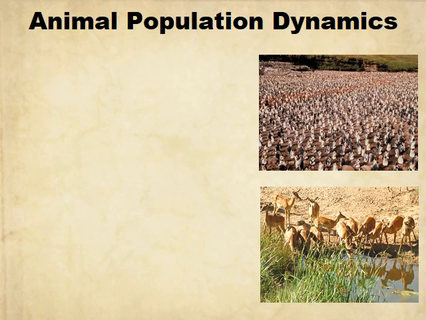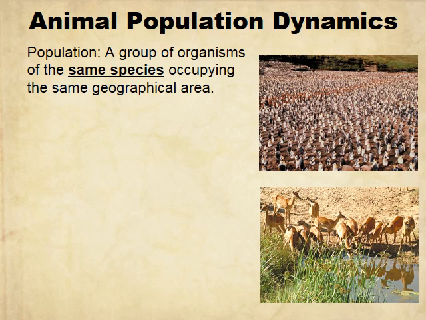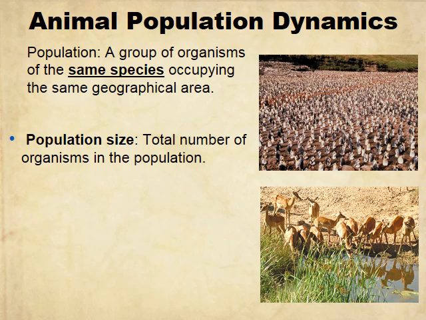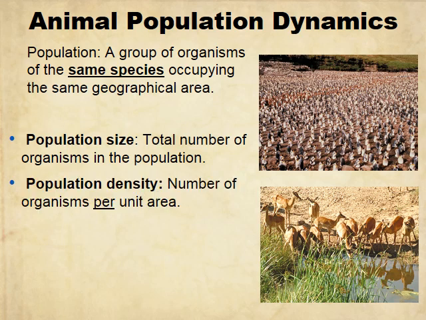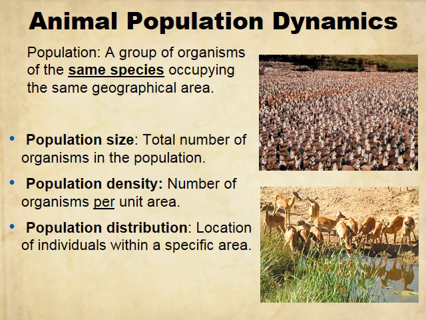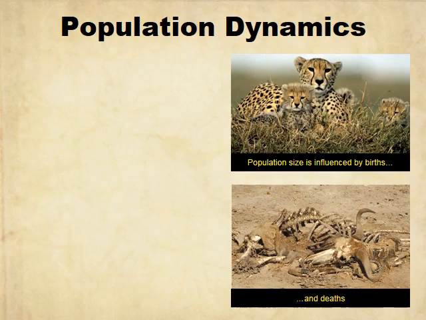some populations. So with animal population dynamics, you have a population, which is all the same species in the same geographic area. Size is the number of organisms. Your density is the number of organisms per unit area. Okay, so there are 5 antelope in 1 square mile. And then you have your distribution, so the location of individuals within a specific location or a specific area.